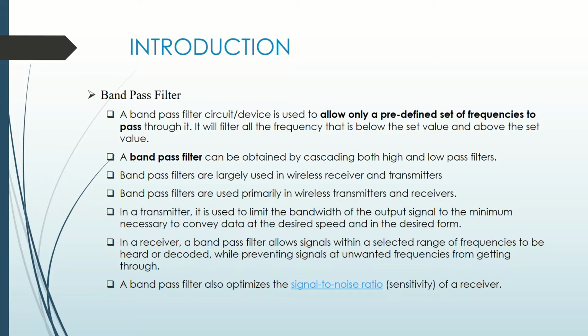Bandpass filters are used primarily in wireless transmitters and receivers. In a transmitter, it is used to limit the bandwidth of the output signal to the minimum necessary to convey data at the desired speed and in the desired form. In a receiver, a bandpass filter allows signals within a selected range of frequencies to be heard or decoded, while preventing signals at unwanted frequencies from getting through. A bandpass filter also optimizes the signal-to-noise ratio sensitivity of a receiver.